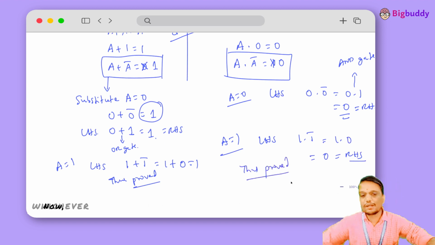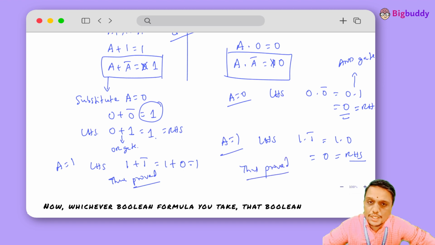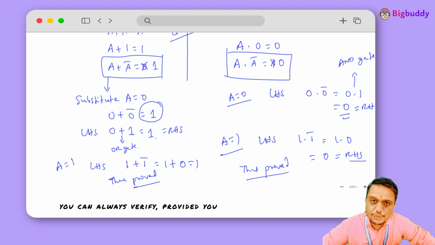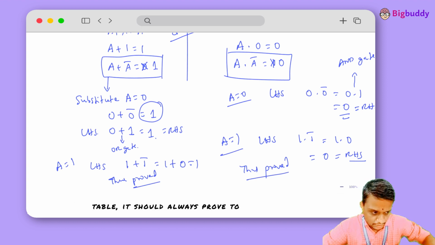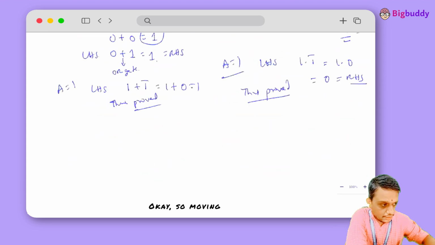Okay. Now whichever Boolean formula you take, that Boolean formula you can always verify, provided you substitute the variable with either the value of 0 or value of 1 and check with respect to its logic gate the output with respect to the truth table. Okay, it should always prove to be correct. Okay, so moving on.